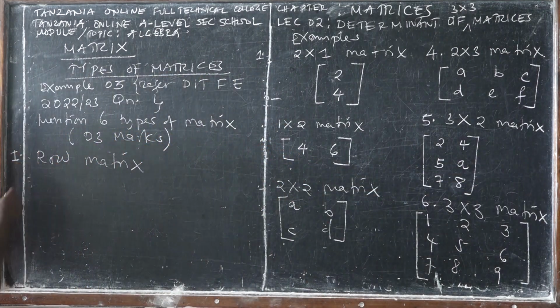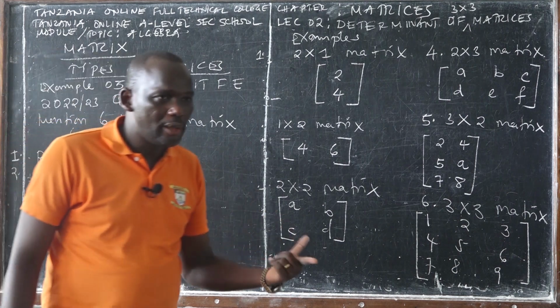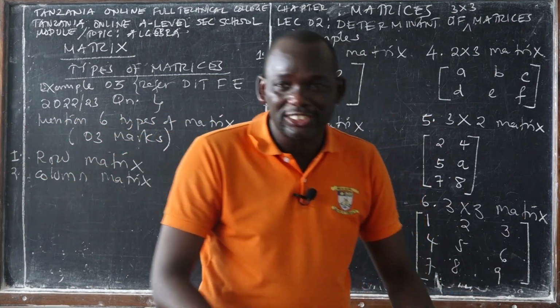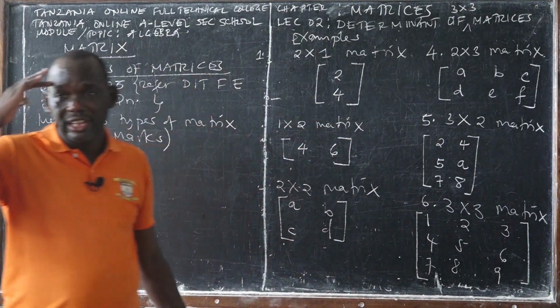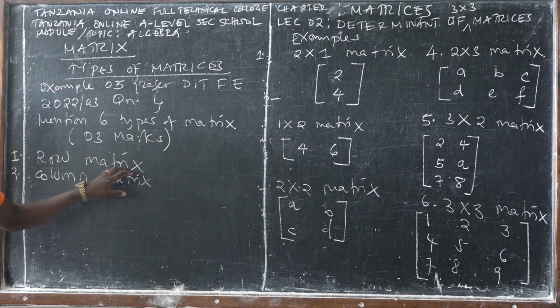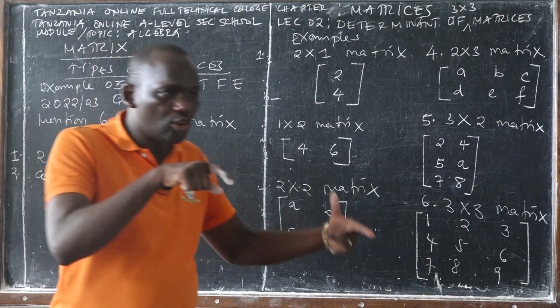Then the second type is called the column matrix. Say column matrix. So a column matrix is a matrix which consists of more than one row but single column. Hello, students, stop writing. It's simple to identify. There's no need for you to just memorize this. A row matrix is a matrix which has a single row but multiple columns.